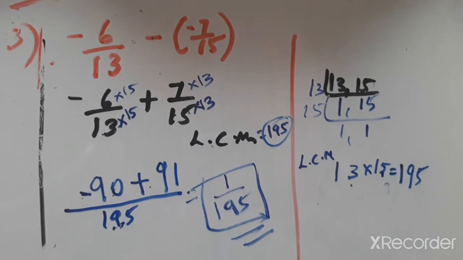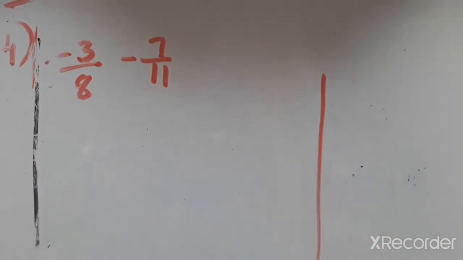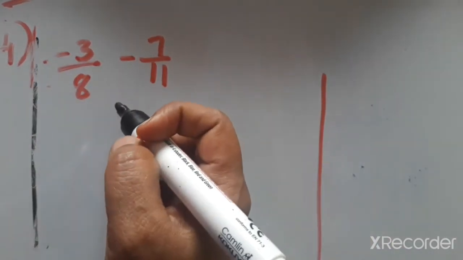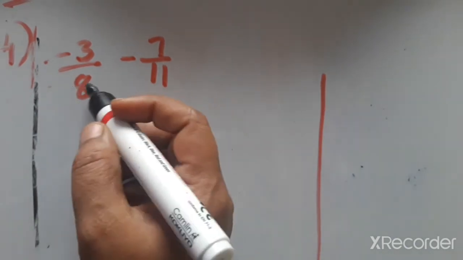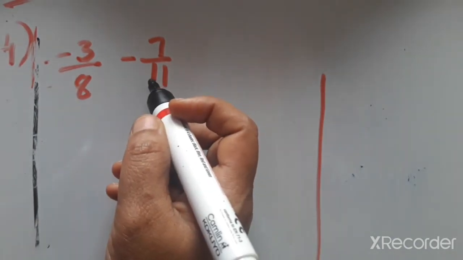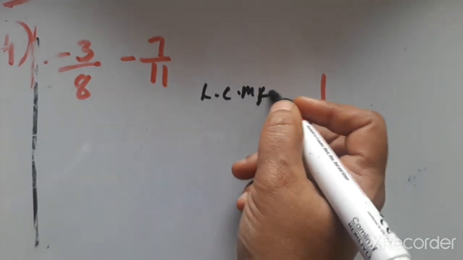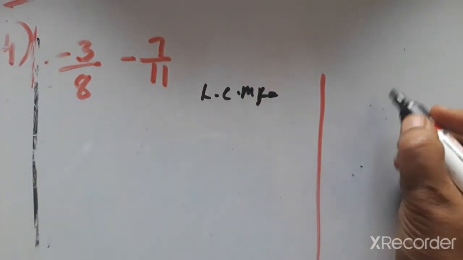Next question is the fourth one, minus 3 by 8 minus 7 by 11. No need to simplify, it is already without brackets, so no need to remove the bracket. Here the fractions are unlike fractions, so we convert them into like fractions. We have to find the LCM of the denominators, 8 and 11.